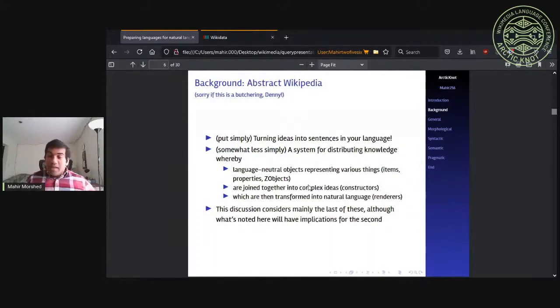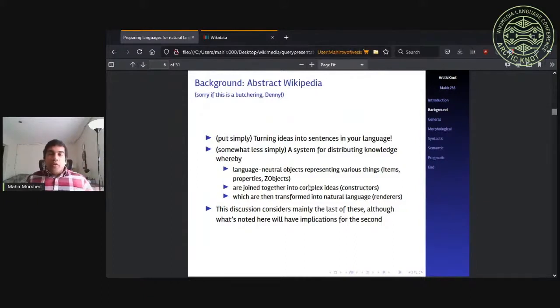Now, what's Abstract Wikipedia? This is, again, a very simplified assessment, but essentially it's just turning the ideas you might have into sentences in your language. And to put it a bit less simply, from what I've heard, Denny doesn't want to describe it as a separate project. He has actually described it as a separate system, or the last few newsletters have described it as a side system, if you will, for distributing knowledge, whereby we have these objects that represent various things, be it items, properties, or these new concepts called Z objects, which are going to be used to power Wikifunctions. It should be possible with these things called constructors to join them together into complex ideas.